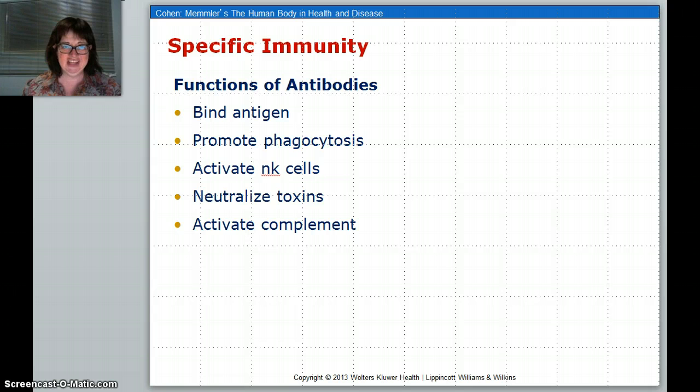So the function of the antibody is to bind to the antigen. It will promote phagocytosis because phagocytosis is the eating of other cells. They're attracted by these antibodies. They will activate natural killer cells. They neutralize toxins, and they will also activate the complement.